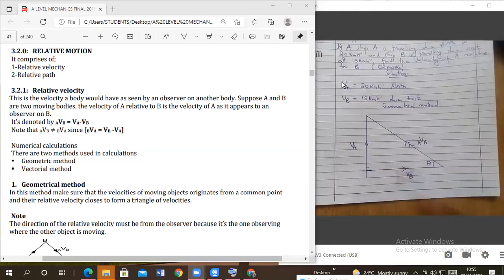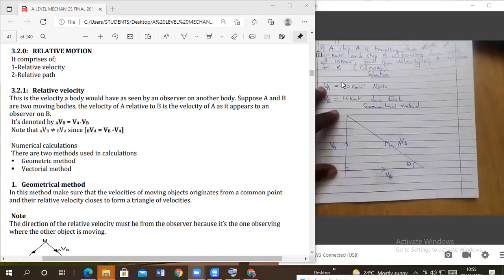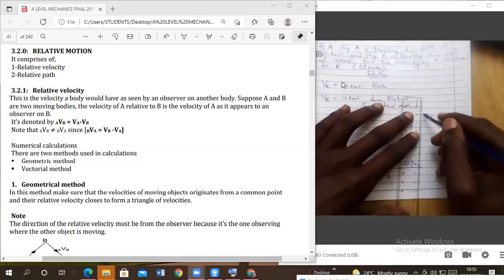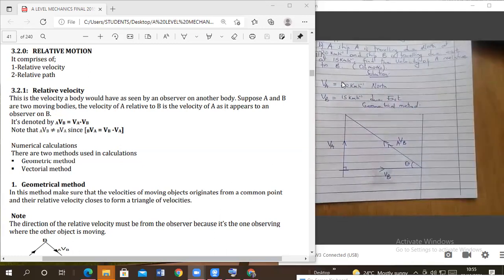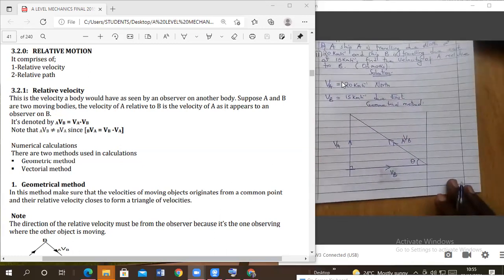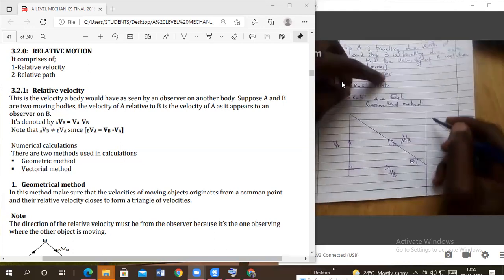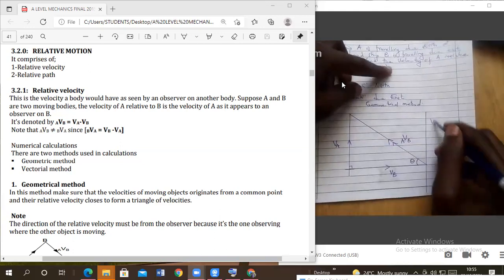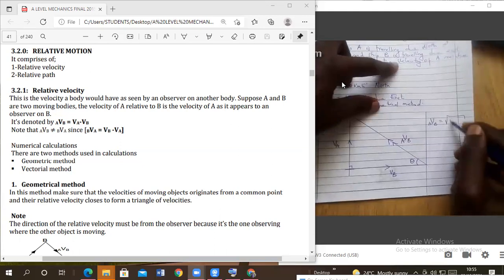And this angle is 90. Can you work out that for me, please? We know VA, we want to find this. Just use Pythagoras theorem because it's a right angle triangle, which means VAB is equal to the square root of VA squared plus VB squared. As simple as that.